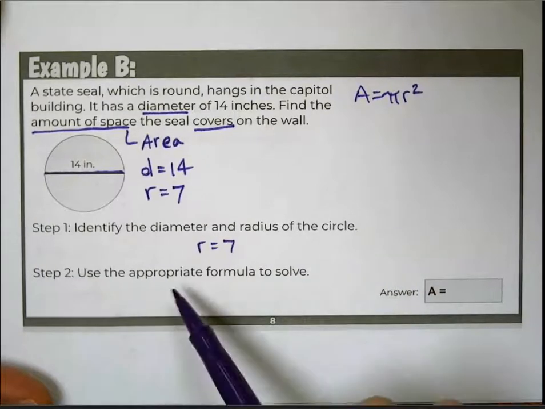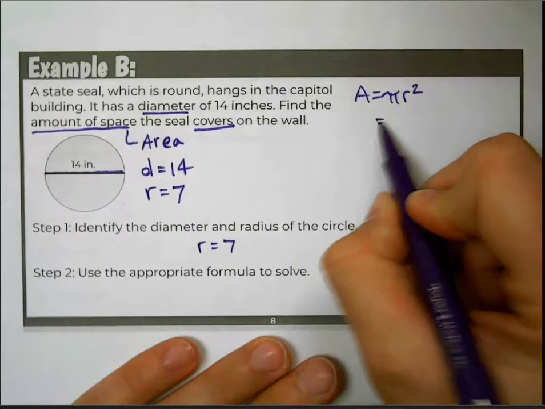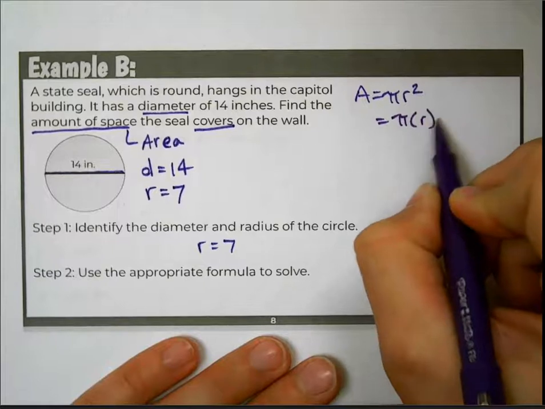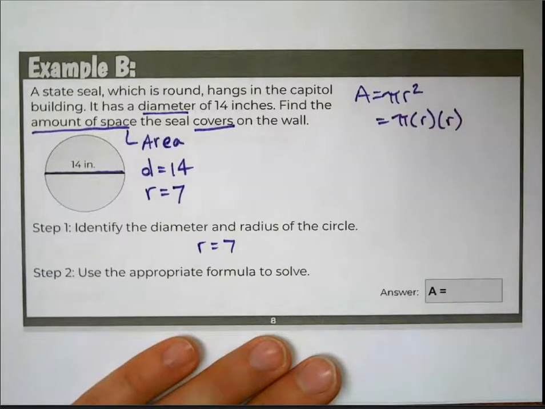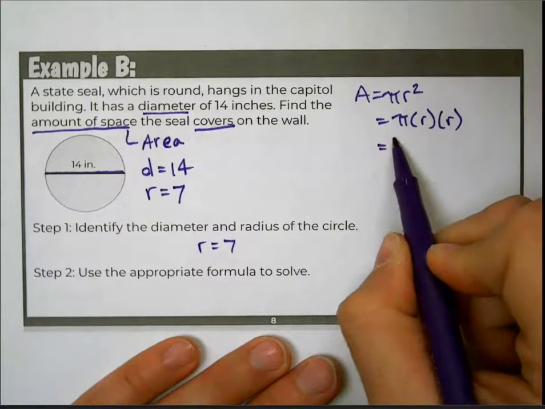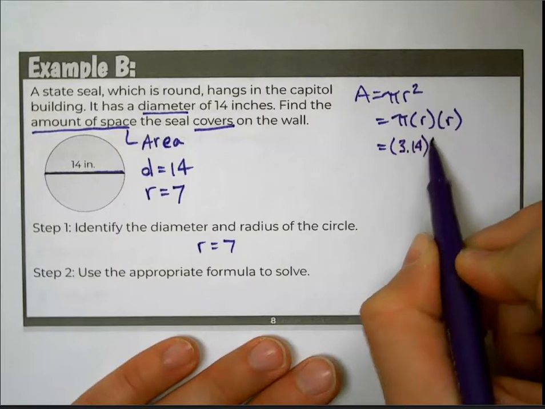Okay, so step 2, use the formula to solve. Now we can do this. So area equals pi r squared, which means pi times radius times radius. It's radius times itself, not times 2. So for pi, we're going to use 3.14. The radius is 7.